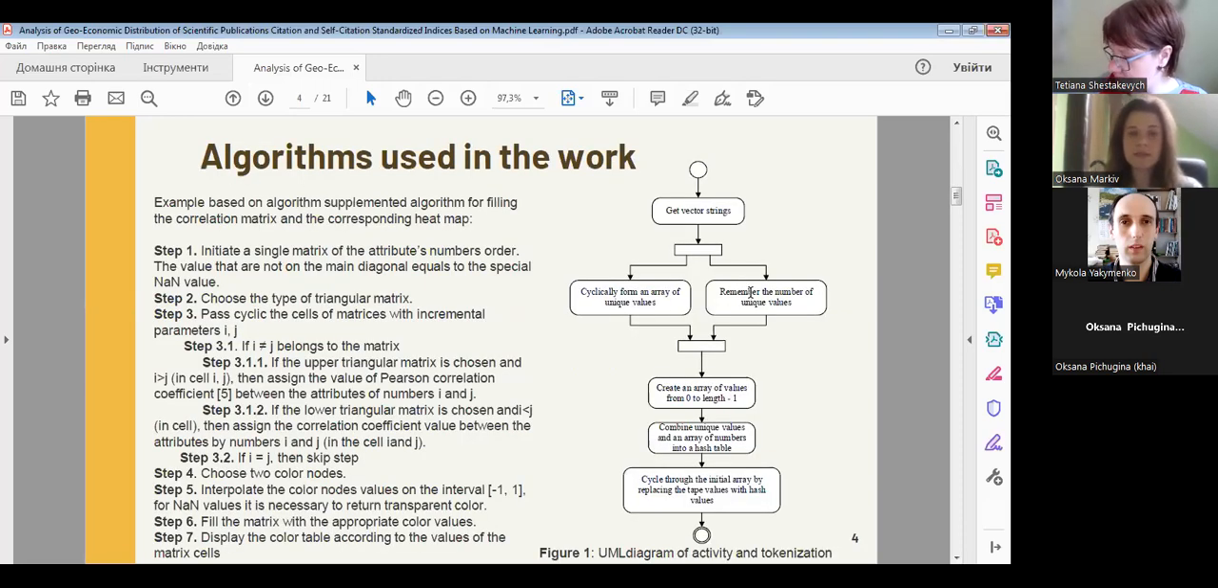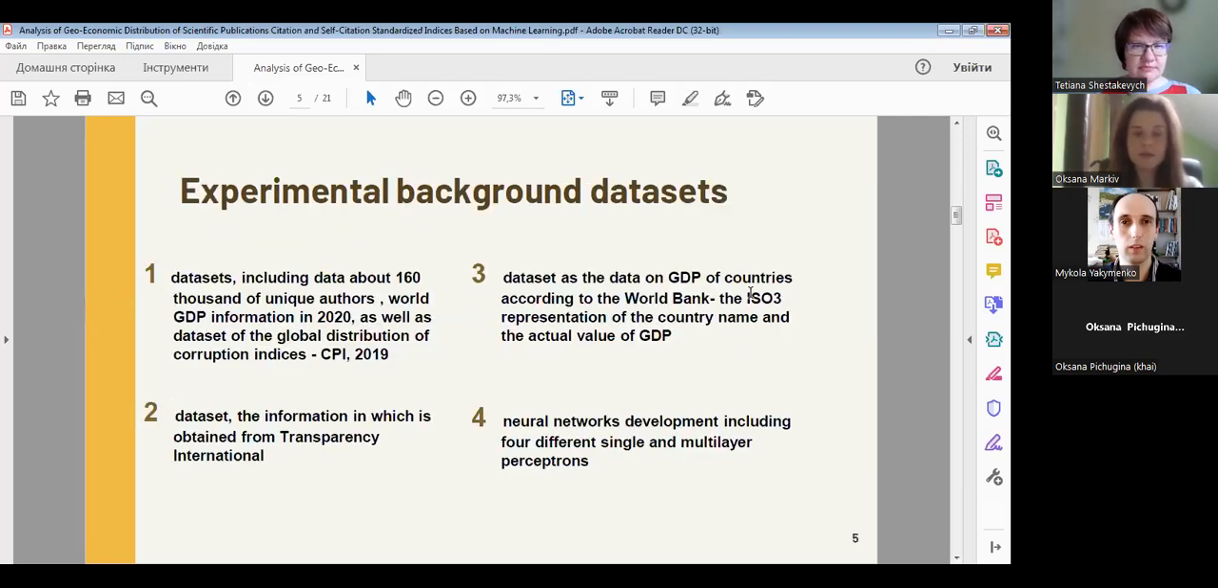The next slide shows another example, tokenization, which is used to convert some string fields into numerical vectors. This is shown on slide number 4, and there is a UML diagram of activity and tokenization. There are 4 data sets that we have studied in our scientific work. The study was based on several data sets, including about 160,000 authors. These 4 data sets are depicted here on the slide. You can get acquainted with them.